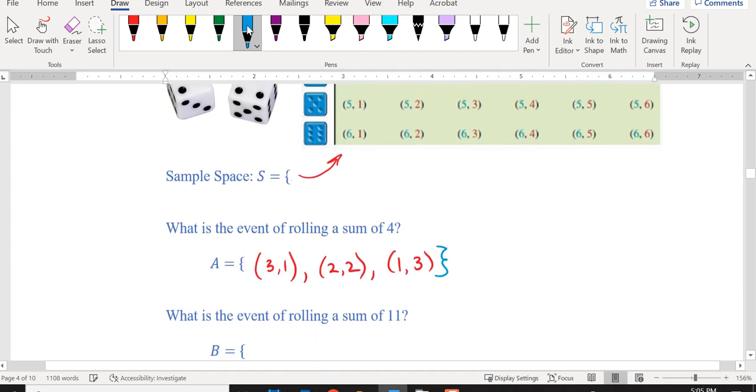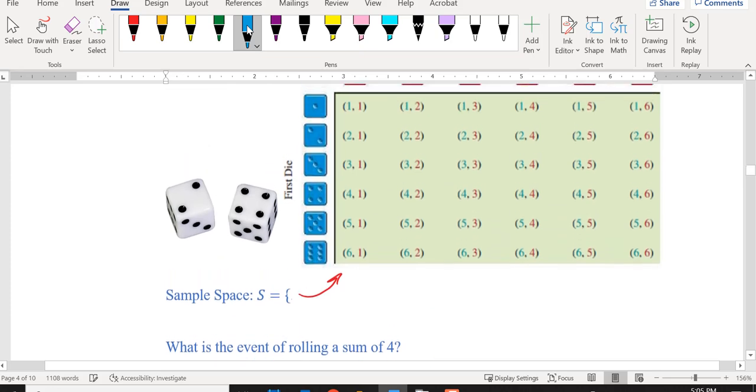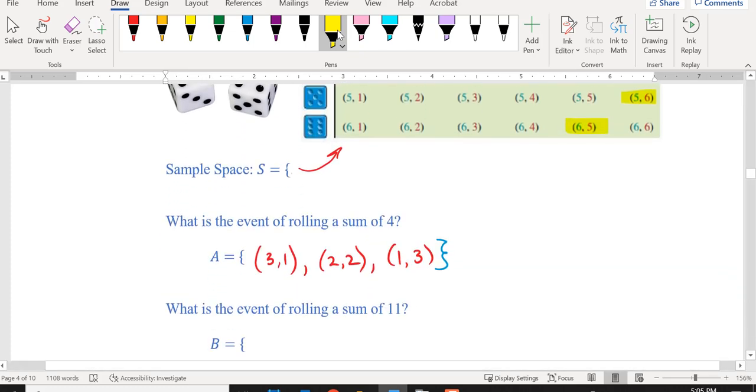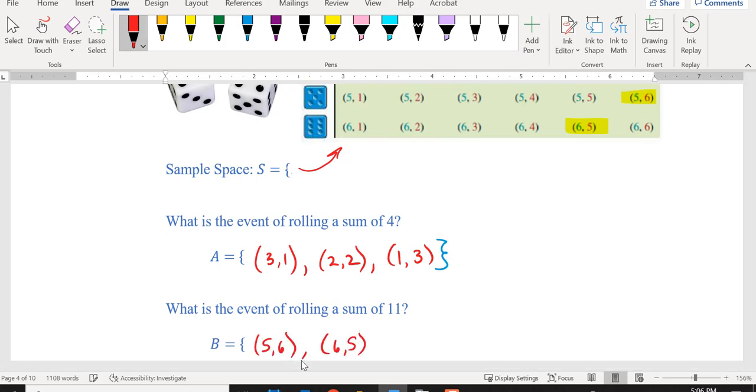What about the event of rolling a sum of 11? How could you get a sum of 11 from that sample space? You could do 5 plus 6 or 6 plus 5. That's it. Okay, so that event would be (5, 6), (6, 5).